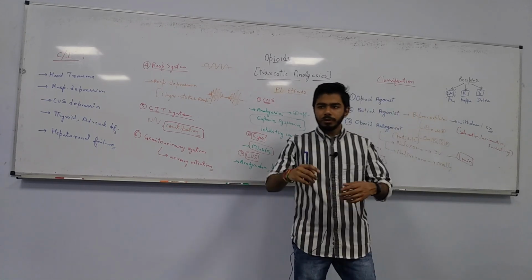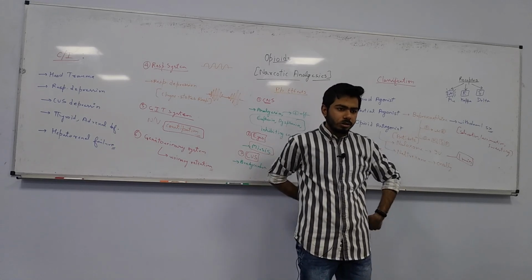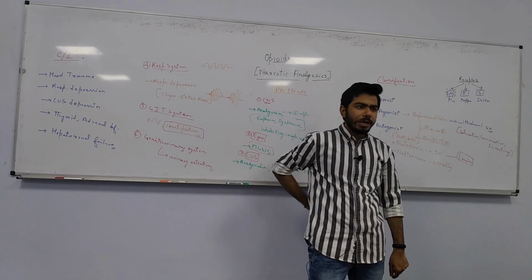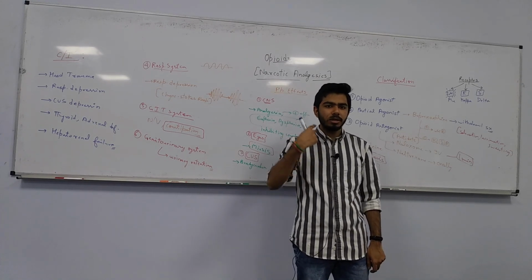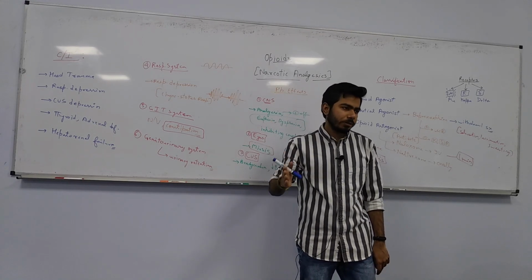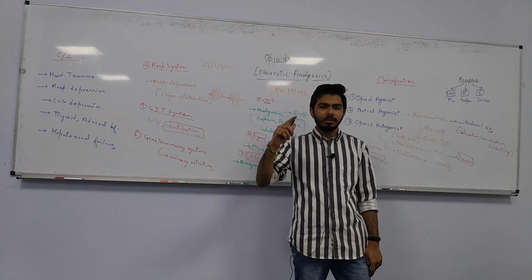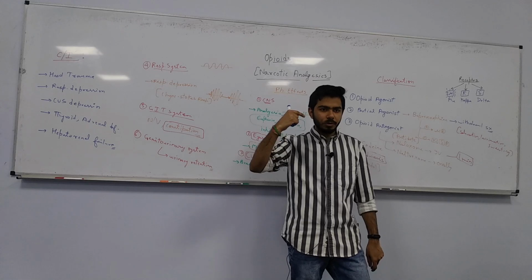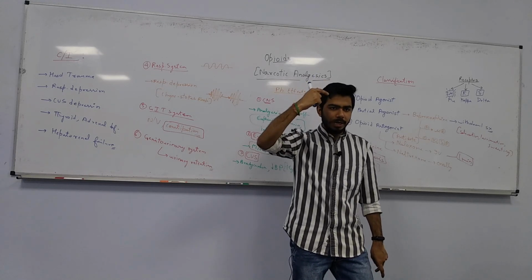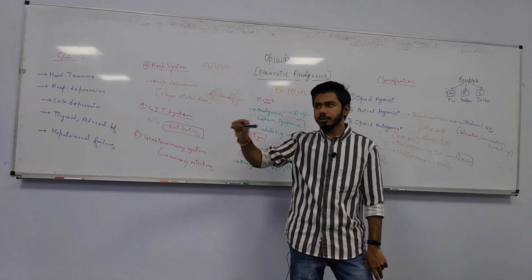With the help of nociceptors, they report to the spinal cord, the dorsal root ganglion of the spinal cord, and then the sensation is taken up by the ascending tract, that is the lateral spinothalamic tract. Lateral spinothalamic tract, and they give this sensation up to the thalamus. From the thalamus, they go to the cerebral cortex, and that's how you are able to know where that pain is.